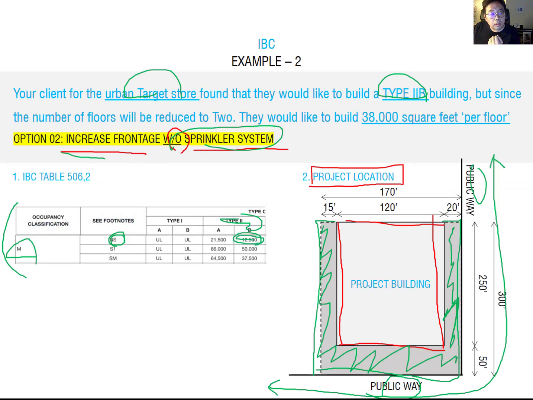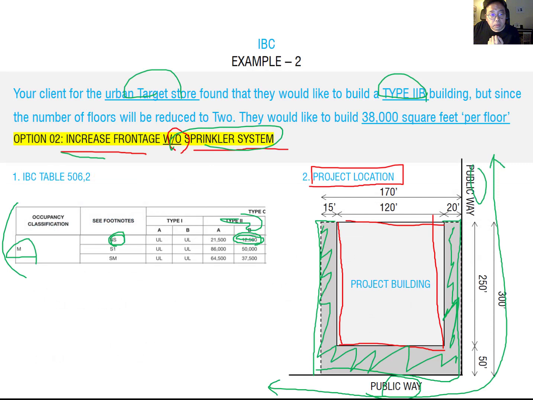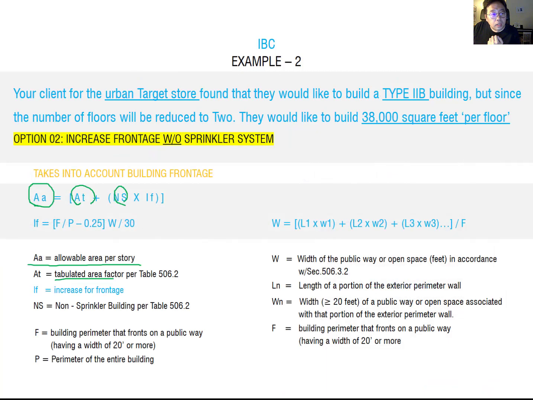12,500 per floor. So this AT number equals the tabulated area factor, from the table. And for NS, you have to find the non-sprinkler building value from the previous table, the non-sprinkler system here. When you consider the non-sprinkler system, you simply use the same number, 12,500. Then you multiply by IF, where IF is the increase for frontage.